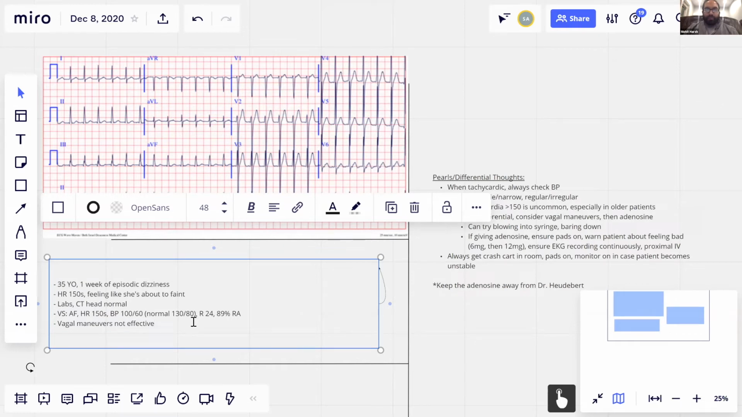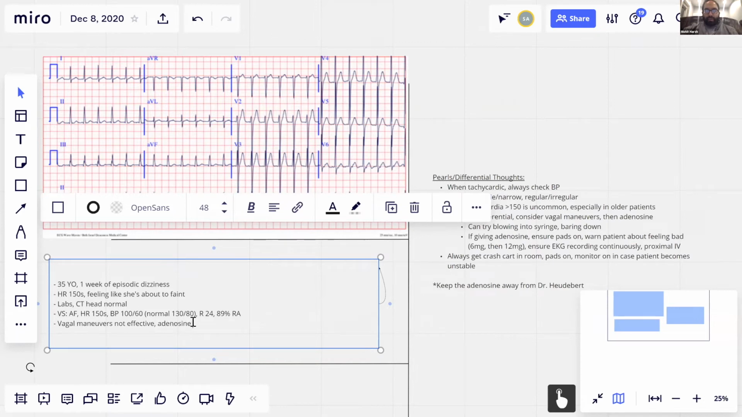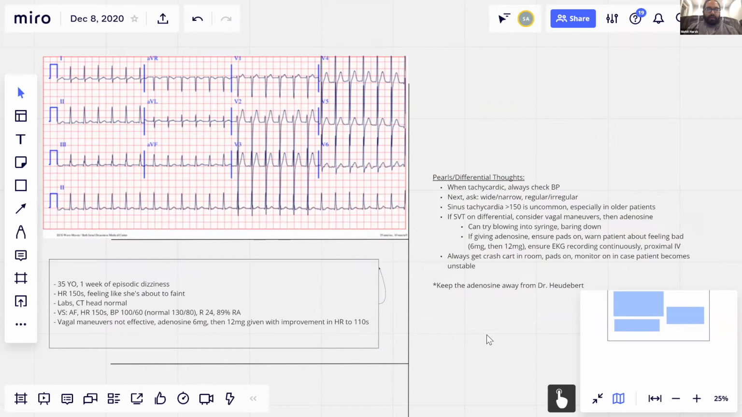So we ended up giving her adenosine 6 milligrams, and then once again giving her another dose at 12 milligrams. And there was improvement both in her symptoms and her vitals, and her heart rate went down to the 110s. So yeah, it was a quick resolution after we gave her the adenosine twice, and SVT is the diagnosis we were going towards with that.